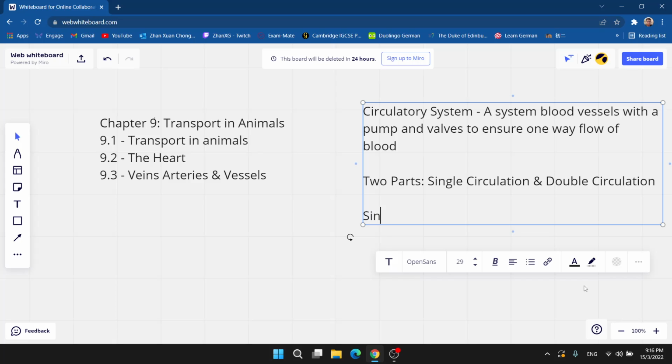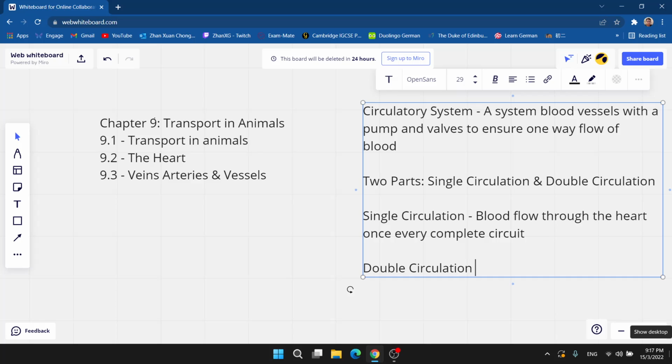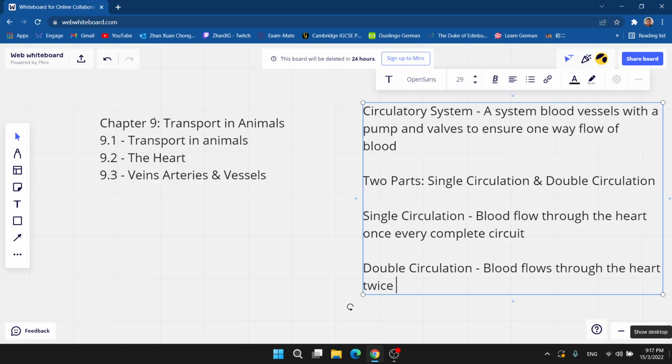Single circulation is where blood flows through the heart once every complete circuit. Usually an animal that has single circulation is a fish, where the blood will be pumped to the gills and to the rest of the body of the animal itself. We're going to draw the diagram later. Now I'm just going to let you know the meaning of these first. Double circulation, a very important definition you should remember, is where blood flows through the heart twice every complete circuit.